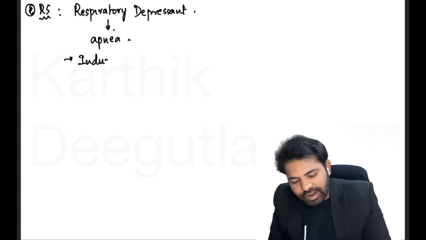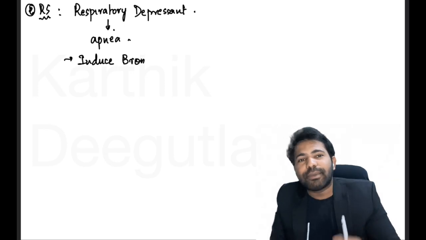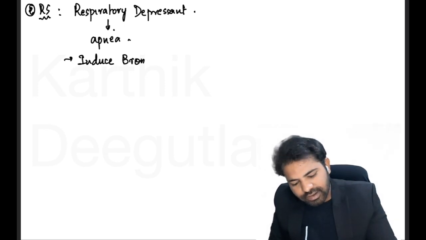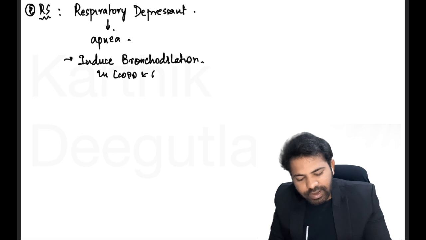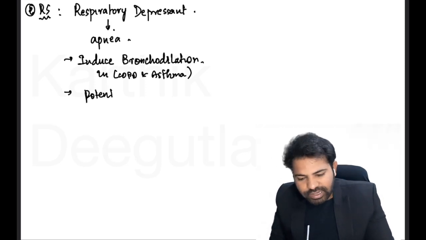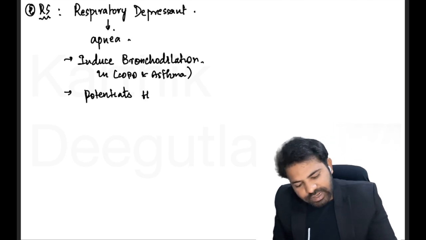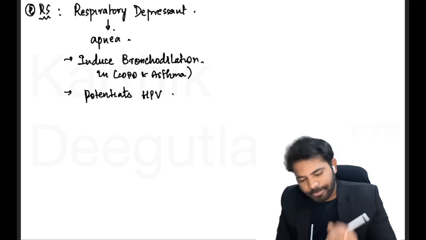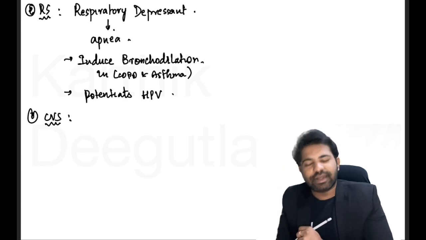It can cause bronchodilation. The best bronchodilator is ketamine, but propofol also causes bronchodilation in asthma and COPD patients. When we are talking about respiratory, it will indicate COPD and asthma. Okay. Then it also potentiates the hypoxic pulmonary vasoconstriction. Is this clear? Now we have CVS, the cardiovascular system.